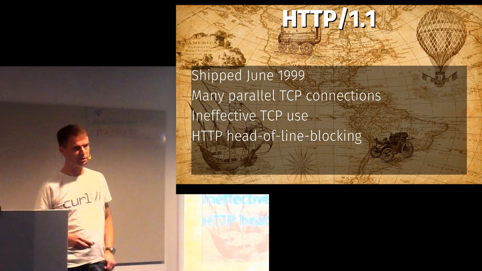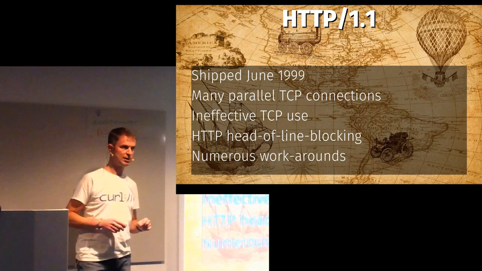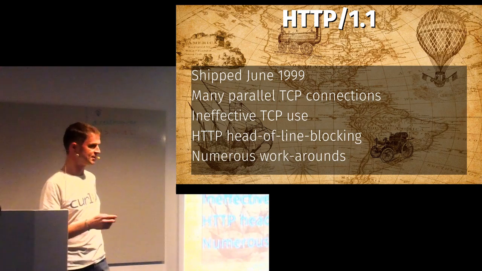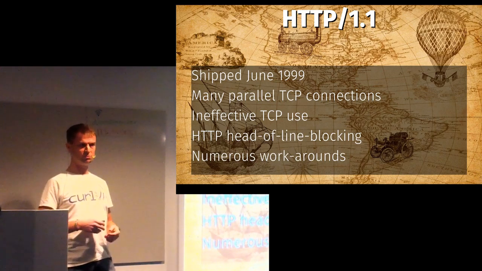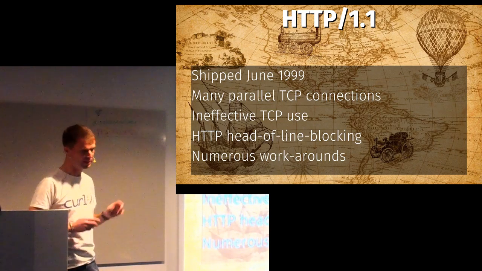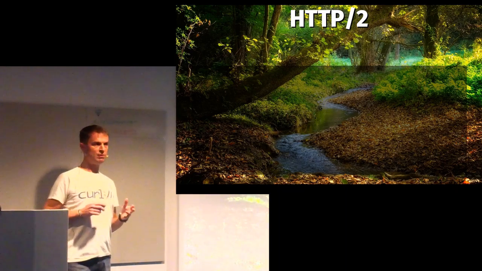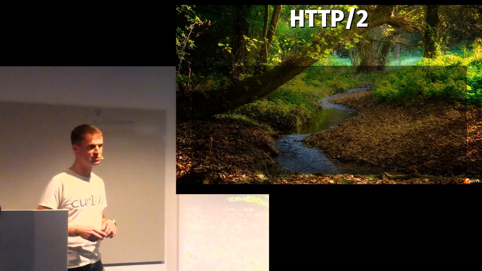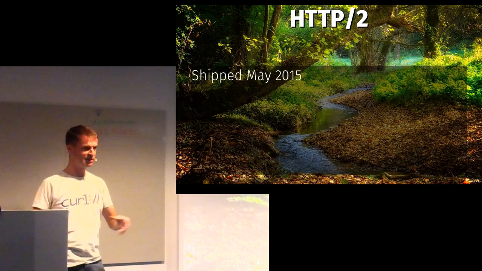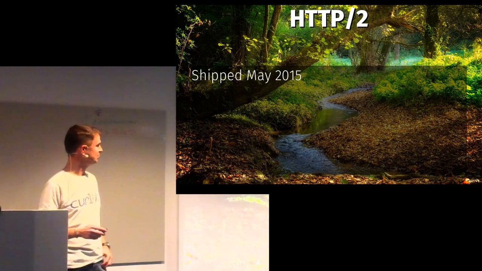It exists with 1.1. And of course, you can do a lot of fun workarounds to fix the small issues we have with 1.1, and people have done that all through the 90s and all today. They still exist today, right? You use new host names, you do spriting, inlining, all sorts of fun tricks. But we created HTTP/2 to solve a lot of those, to make you not have to use those workarounds. Now you can use a protocol that embeds those workarounds in the protocol instead. It shipped in May 2015.